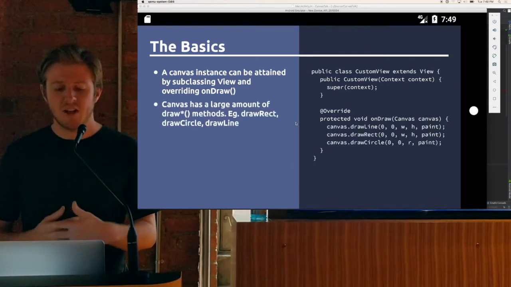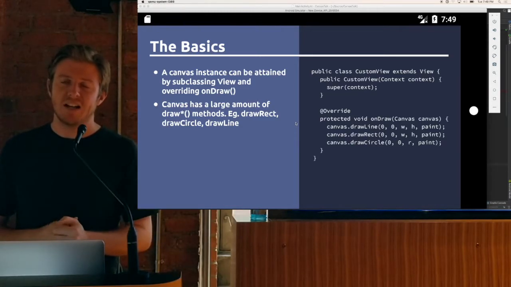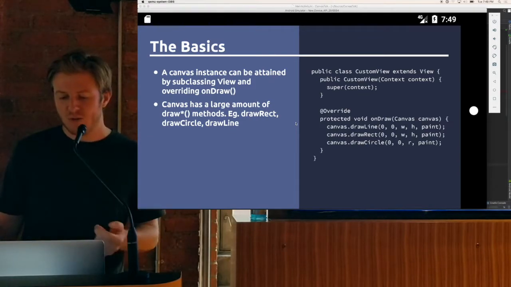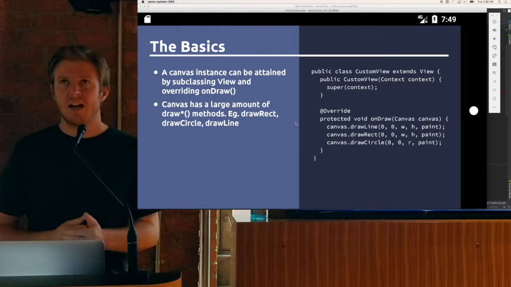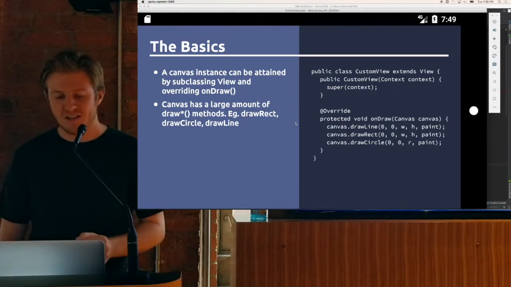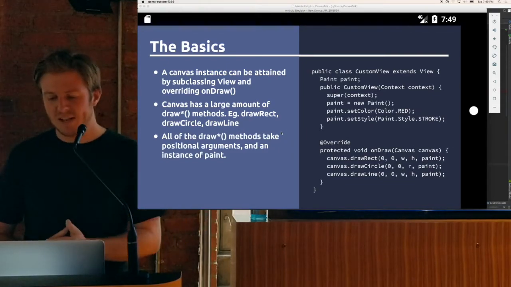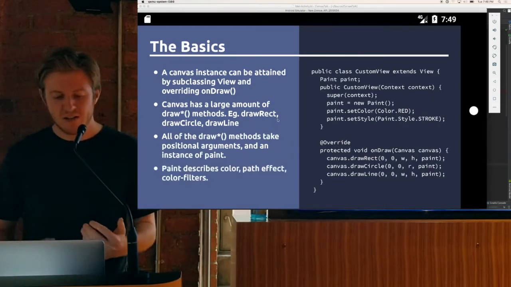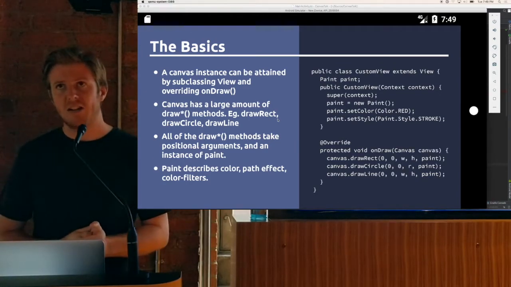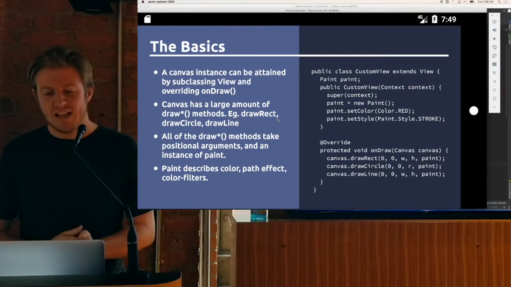Canvas has a ton of methods of the pattern draw and then some shape name usually. So you have drawLine, drawRect, drawCircle. The initial parameters are always a description of the geometry, and then you also pass in a Paint object. Paint takes in the typical things you'd expect. It takes in color and style, like path style, but it can also take in more advanced stuff as well, like shaders and color filters, and you can do a lot of kind of crazy stuff with that. Actually, fonts and typefaces as well.